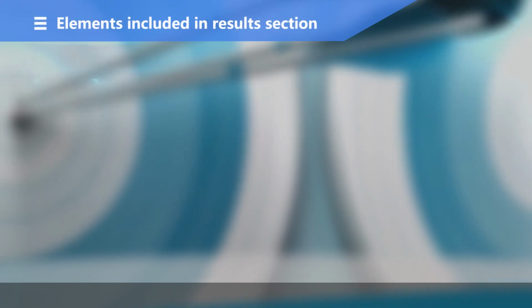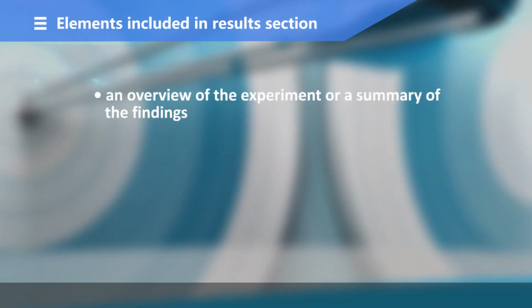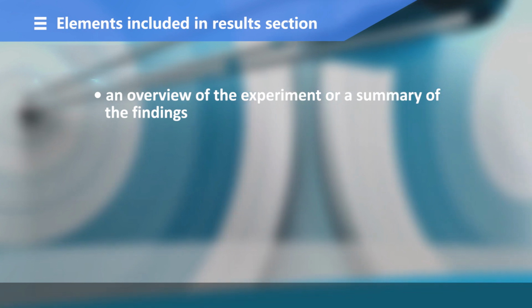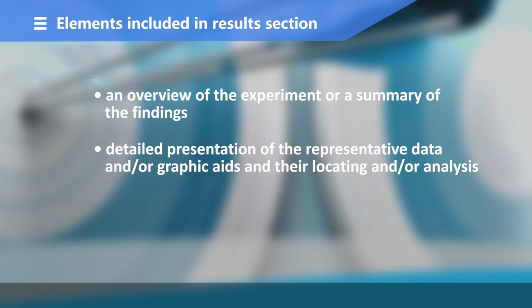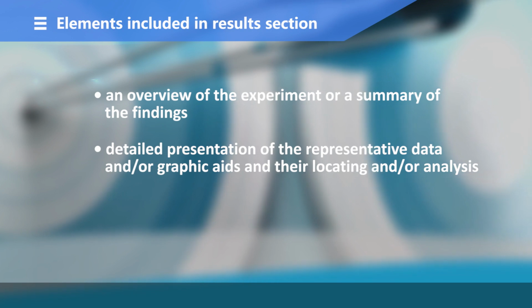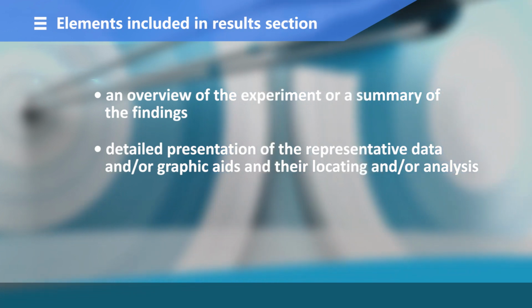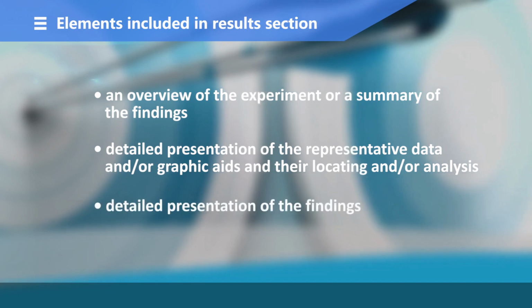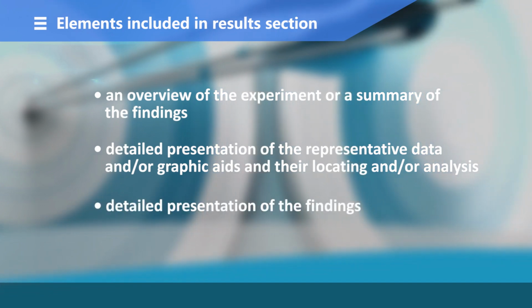Okay. Now look at the example of the results section. What are the elements included in this part? From my perspective, there are three: the findings of the experiment, the data collected, and the analysis of the data. Yes. So usually there should be an overview of the experiment or a summary of the findings. And also there should be a detailed presentation of the representative data, graphic aids, or their analysis. Along with these two mentioned elements, there's still another one, that's the detailed presentation of the findings.